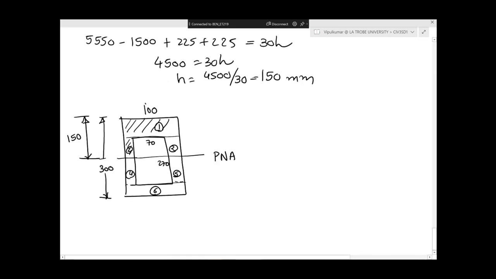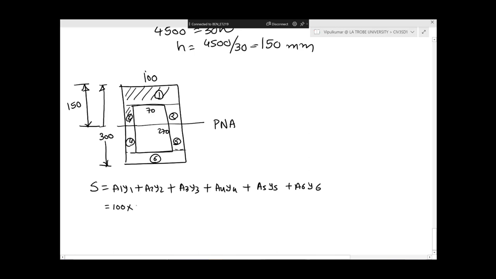All right, so 6-1. So for the plastic neutral axis, it is A1, Y1, A2, Y2, A3, Y3, A4, Y4, A5, Y5, A6, Y6, okay? So area 1, 100 times 15. Y1, the distance from here, that would be 150, take away 15, divide by 2. Do you understand? 15 divided by 2, because that's the centroid of the first cross section, and the distance from the centroid of that cross section to the plastic neutral axis is Y1.